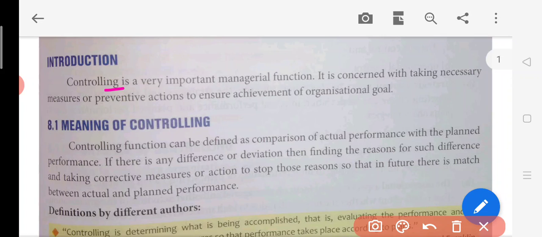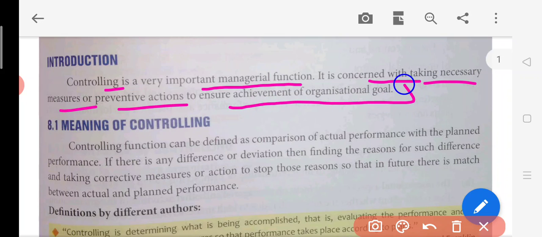So controlling, as we know, is the last function of management. It is a very important management function because it is related to taking measures and preventive action to ensure achievement of organizational goals. What are they trying to say here?